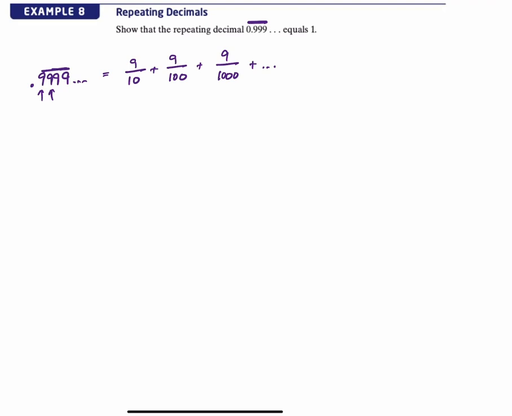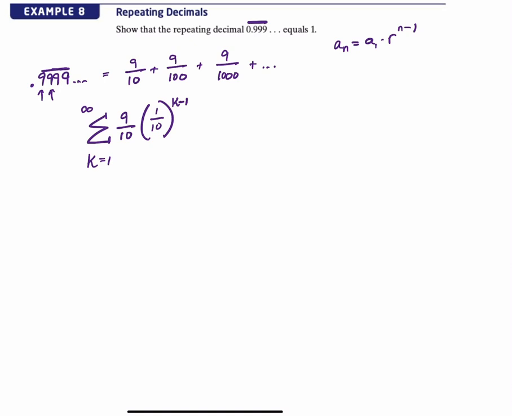So let's try to express this as a summation. This would be the sum, k going from 1 to infinity. Now let's make our general term our a sub n for this. It should be our first term times r to the power n minus 1. Our first term is 9 over 10. The common ratio, each time we're multiplying by another 1 over 10. So this is 9 over 10 times 1 over 10, to the power k minus 1 inside the summation.